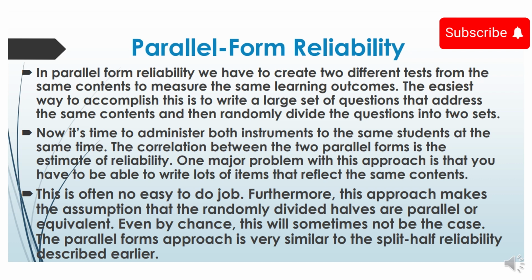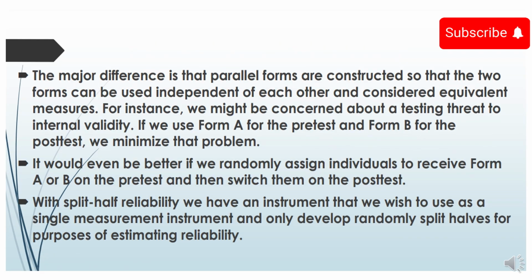One major problem with this approach is that you have to be able to write lots of items that reflect the same content. This is often not an easy job. Furthermore, this approach makes the assumption that the randomly divided halves are parallel or equivalent, even by chance. This will sometimes not be the case. The parallel form approach is very similar to the split-half reliability described earlier. The major difference is that the parallel forms are constructed so that the two forms can be used independently of each other and considered equivalent measures.